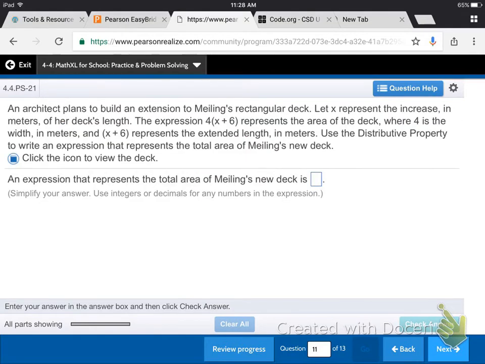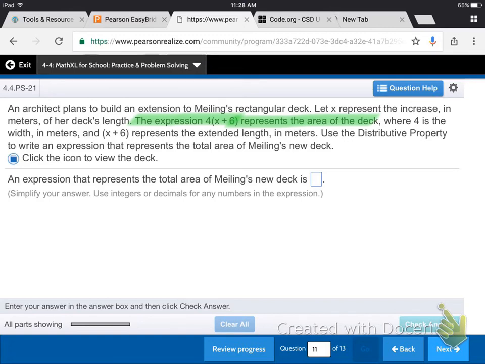Okay, this is kind of a long lesson, isn't it? All right, let's read. An architect plans to build an extension to Myling's rectangular deck. Let x represent the increase in meters of her deck's length, so the expression 4 times x plus 6 represents the area of the deck, where 4 is the width in meters and x plus 6 represents the extended length in meters. Use the distributive property to write an expression.